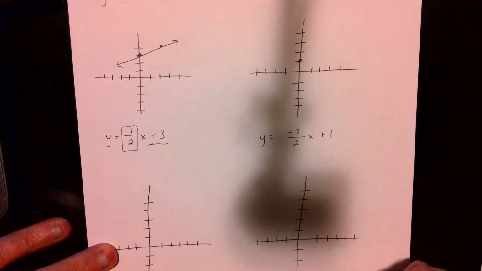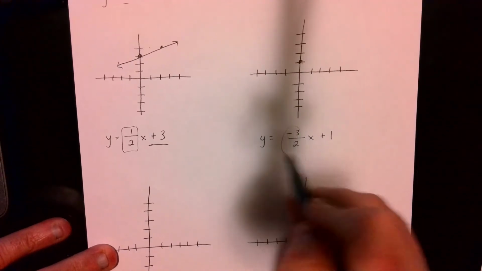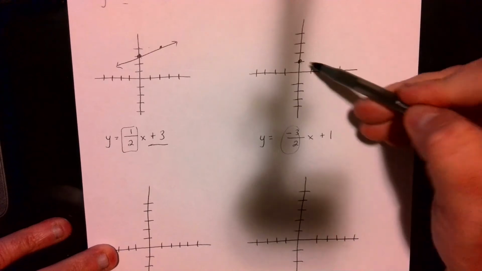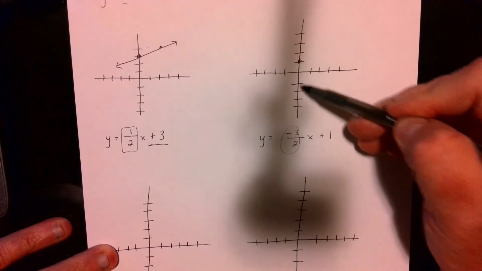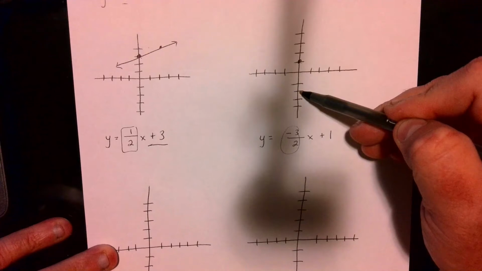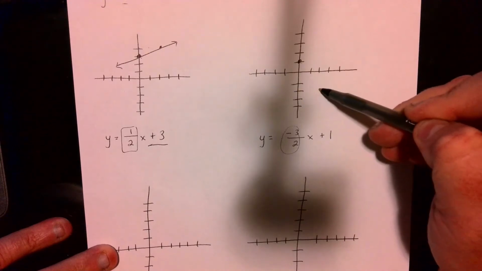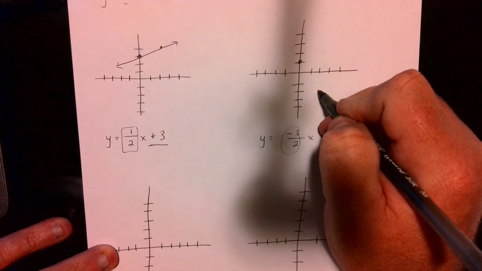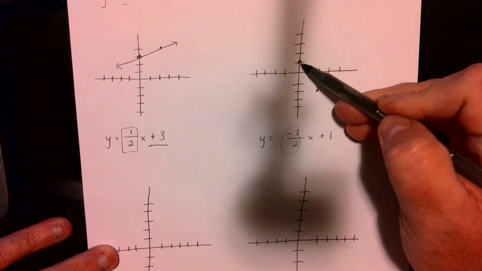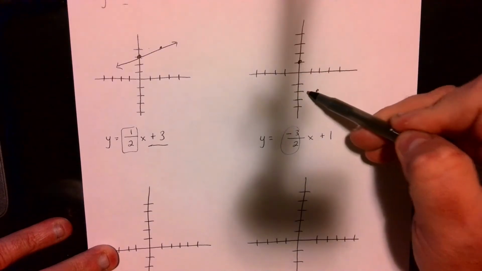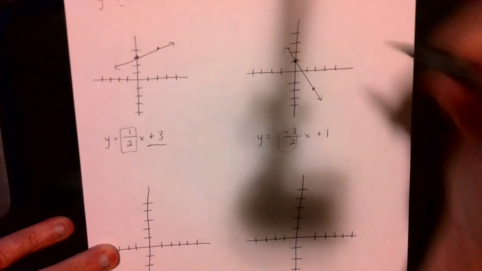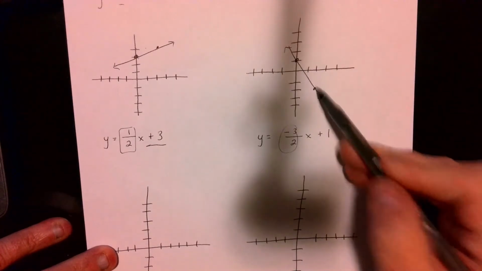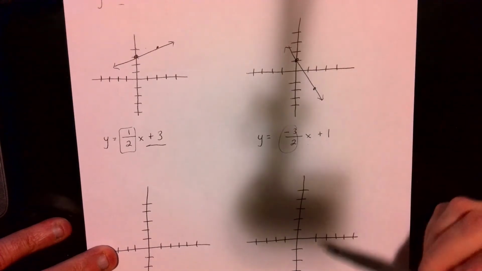Then we go back to our movement. What does our slope tell us to do? So from our beginning point, our initial value, our slope is negative 3, which means go down 3. So 1, 2, 3. And then right a positive 2. 1, 2. And here is our next point. Down 3, 1, 2, 3. Right 2, 1, 2. And then we send a line to those 2 points. And that is the graph of y equals negative 3 over 2x plus 1.